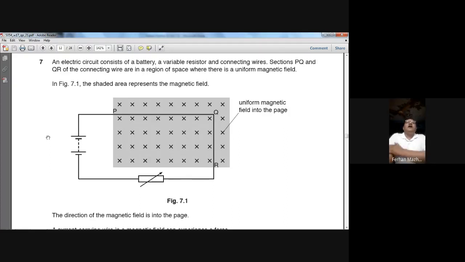So the QR will experience motor effect. The QR is a current carrying conductor in a magnetic field. It will experience a force towards the right of the page.